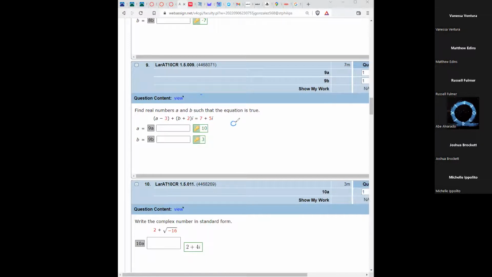So what you do is just set this piece equal to this piece. All right, and then do the same thing for the b. So b plus 2 equals this piece. And that's all you got to do. And just solve. If I add the 3 over, that'll be a equal to 7 plus 3, right? Which is 10.